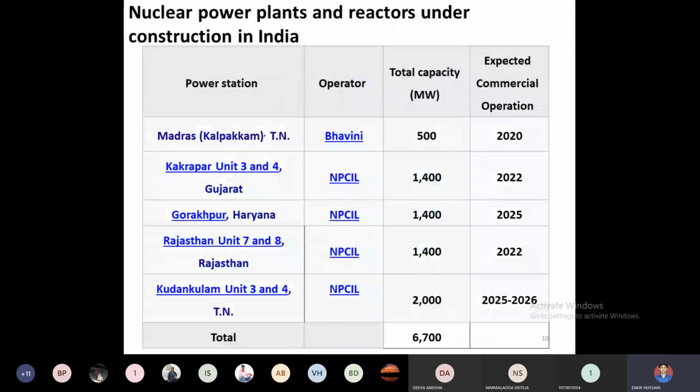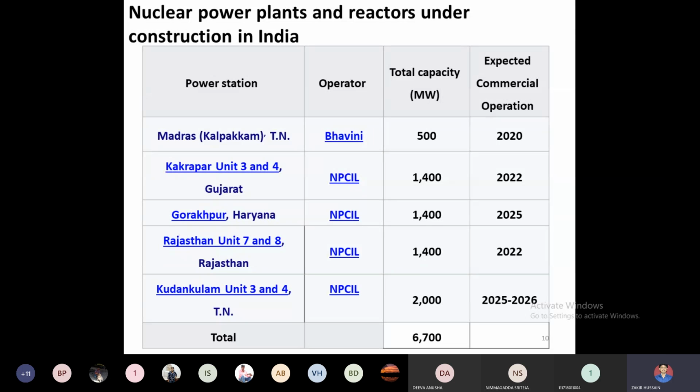Then nuclear power plants which are under construction, which are yet to be constructed, are expected to be completed by 2026. The first one among those is Madras in Tamil Nadu, Kalpakkam. It is operated by Bhavini, and Kakrapar Unit 3 and Unit 4, which are already in Gujarat, are under construction, expected to be completed by 2020.